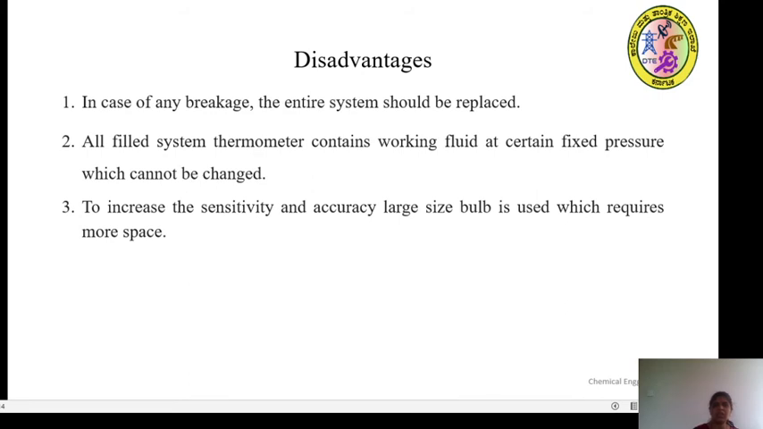So what are the disadvantages of using this instrument? In case of any breakage, the entire system should be replaced. All the filled system thermometers contain a working fluid at a certain fixed pressure which cannot be changed. To increase the sensitivity and accuracy, a large size bulb is used, which requires more space. So space is again a problem. That can be considered a disadvantage of using this instrument.